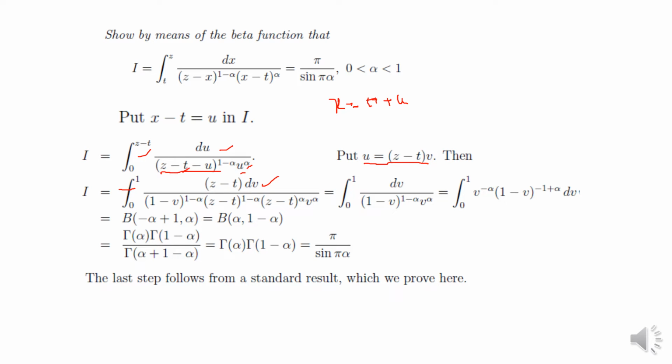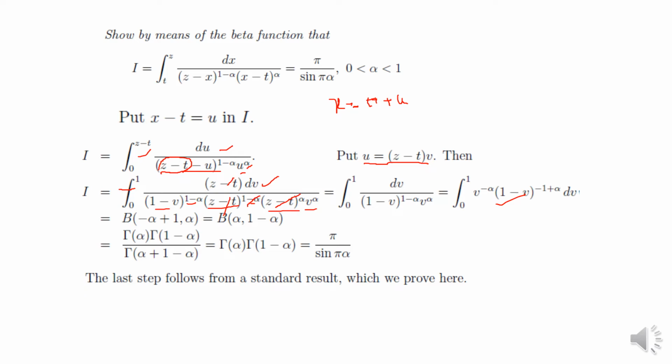In the first term in the denominator, we take z minus t common, so 1 minus u upon z minus t, that becomes 1 minus v to the power 1 minus alpha. Because we have taken z minus t common, we get z minus t to the power 1 minus alpha. And u is z minus t times v, so u to the power alpha is z minus t to the power alpha, v to the power alpha. So z minus t to the power alpha will cancel out with this one, and z minus t will cancel out with this one. So this becomes the integral from 0 to 1 of dv upon 1 minus v to the power 1 minus alpha, v to the power alpha, which we take in the numerator.